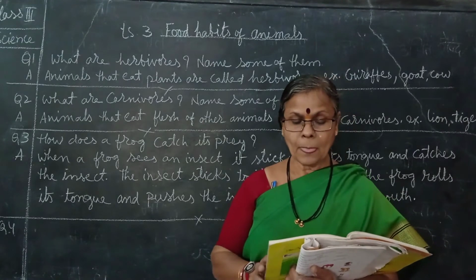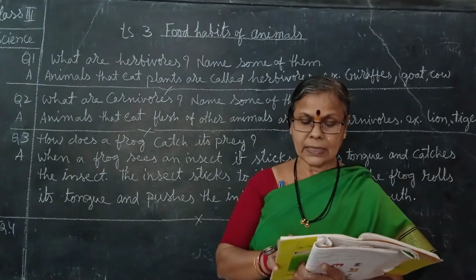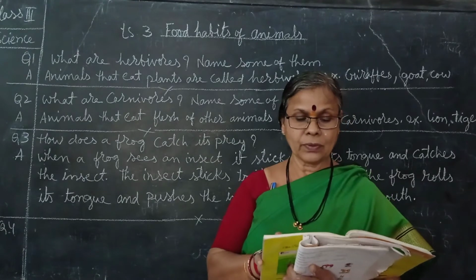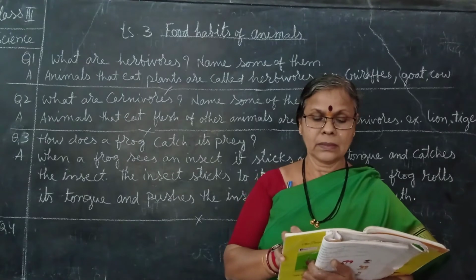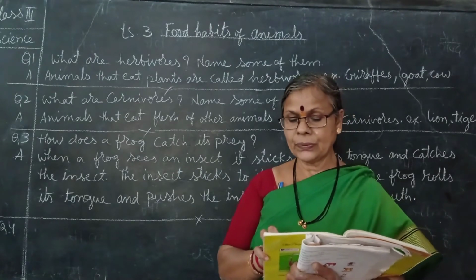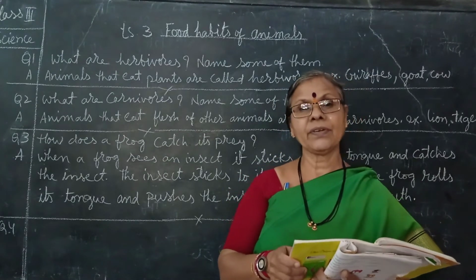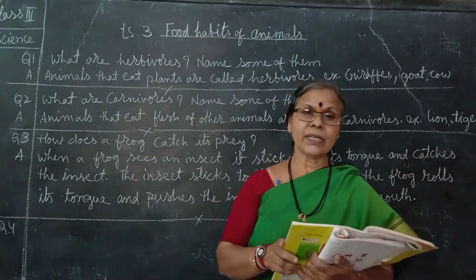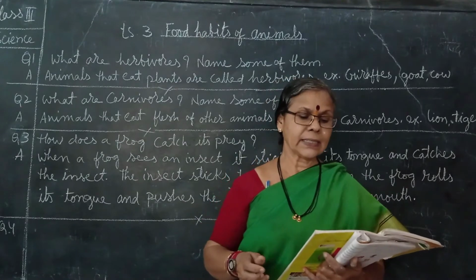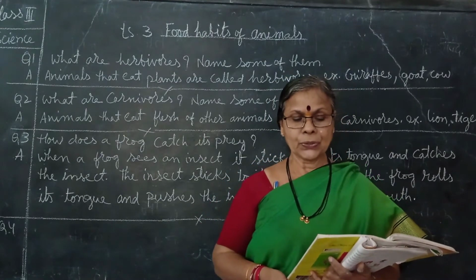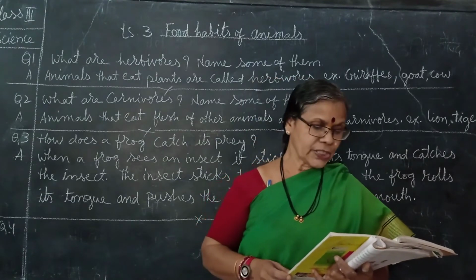Now, what is chewing the cud? The cows swallow the grass first and later they bring it back into the mouth and chew it for a long time. This is called chewing the cud. What is chewing the cud? The cows swallow the grass first and later bring it back to the mouth and chew it for a long time. This is called chewing the cud.